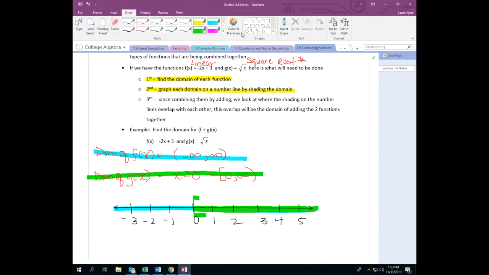Once they are both on the number line, we are going to look at where the shading overlaps with each other. This overlapping part is the domain of these two functions added together. So this thing overlaps right here from 0 on off to the positive direction. None of this counts because this stuff is where it takes our second function into negatives, which aren't allowed. So the domain of f plus g is square bracket 0 to infinity.